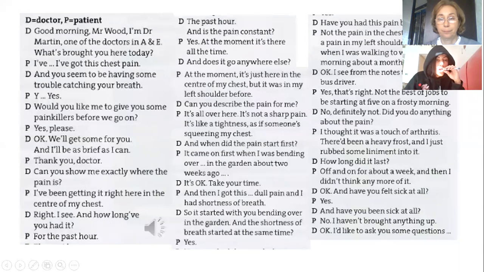Would you like me to give you some painkillers before we go on? Yes, please. Okay, we'll get some for you. And I'll be as brief as I can. Thank you, Doctor. Can you show me exactly where the pain is?